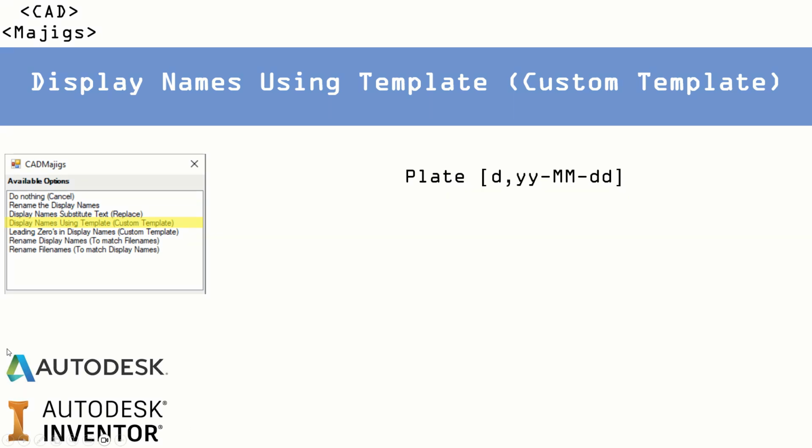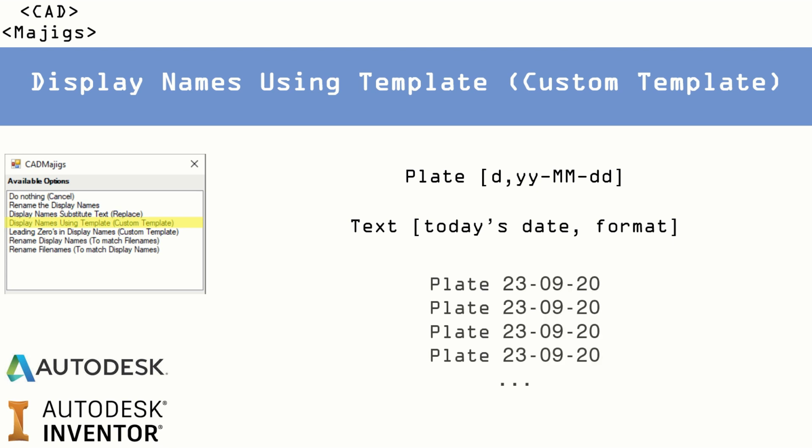The next type of field we will examine is dates. The date field is identified by a D. This is shown in the example provided. To delve deeper into the syntax, plate represents a piece of text. D signifies today's date, and the subsequent user format denotes the desired date format. In this instance, the result is a list of names where each name is plate followed by today's date.